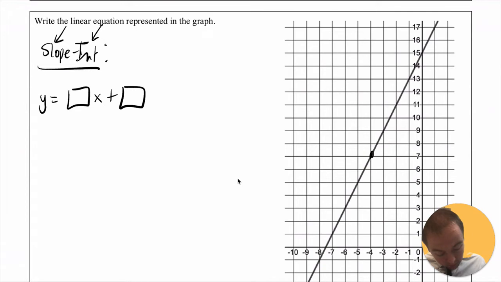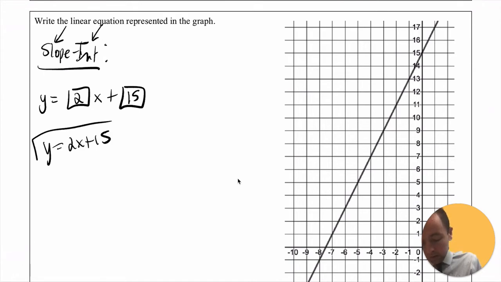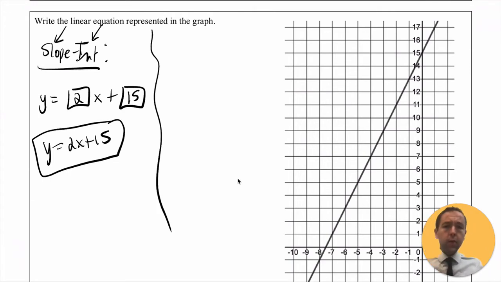And so it turns out that if you follow the pattern of this line, it's up 2 over 1 all the time in a positive direction. So you have a positive 2 slope, and then you'll see that right there its y-intercept is exactly at 15. So it does turn out that y equals 2x plus 15 will be the equation for this line, and that's doing that just using slope-intercept form.